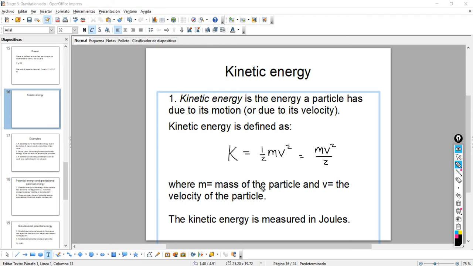Where m is the mass of the particle, like I told you, and v stands for the velocity of the particle. The kinetic energy, since it's energy, is going to be measured in joules. Any type of energy, it doesn't matter whether it's kinetic or chemical energy or electrical energy, any type of energy is measured always in joules.